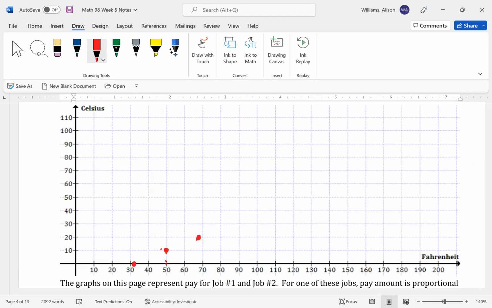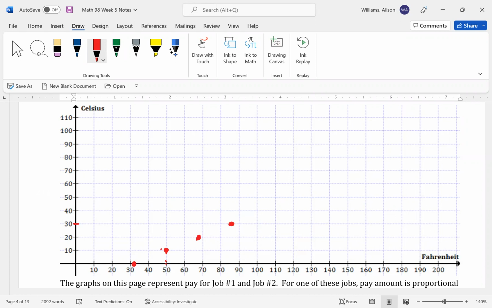Okay, 86 degrees. Let's see, the halfway mark would be 85. So just next to that halfway mark, right about there, that's about 86 for Fahrenheit. 30 degrees Celsius is right here on the dotted line. So I'll put it just a little to the right of halfway.